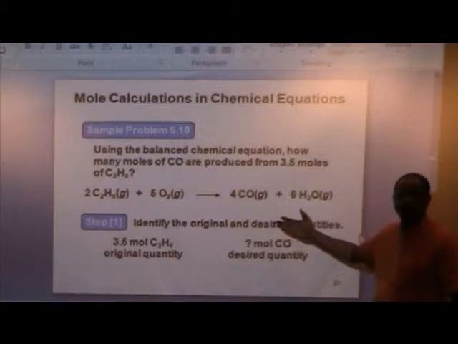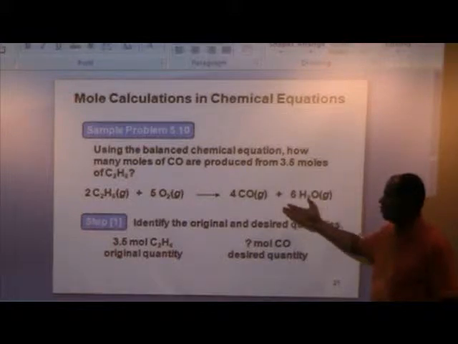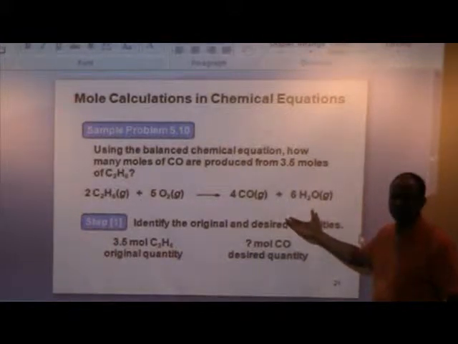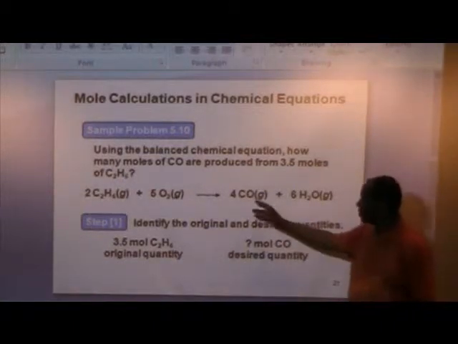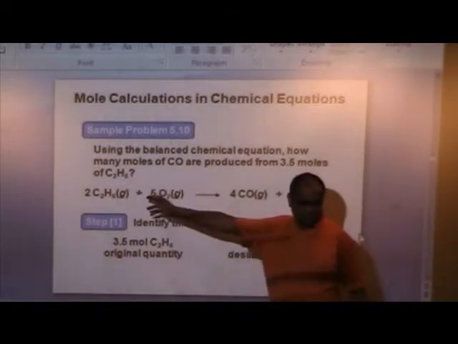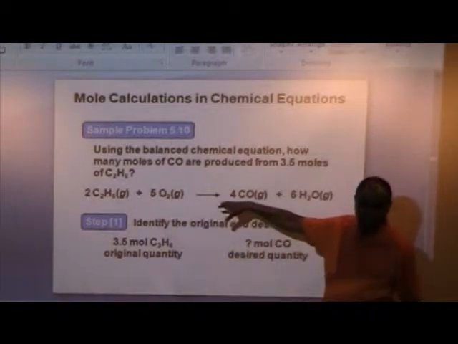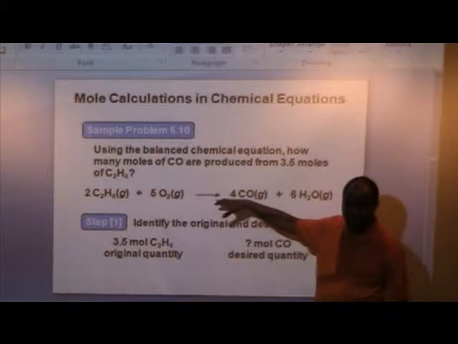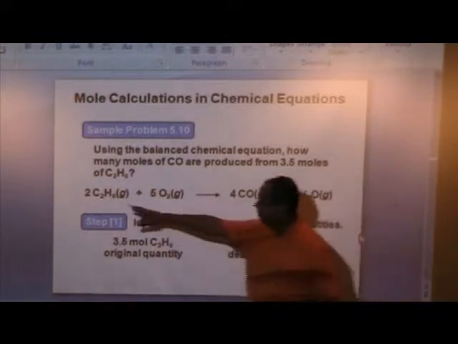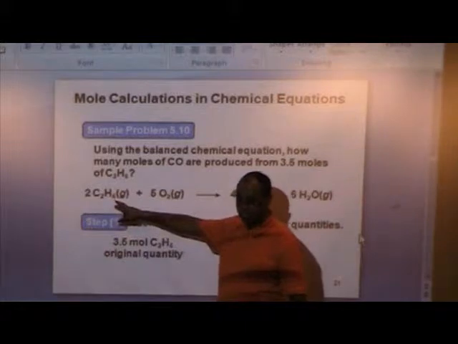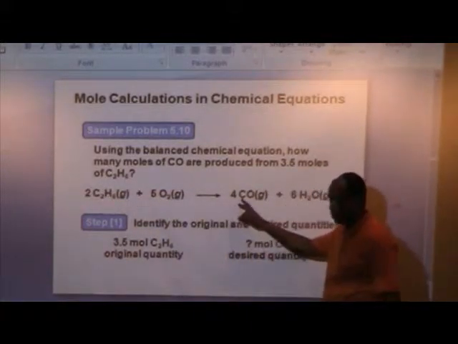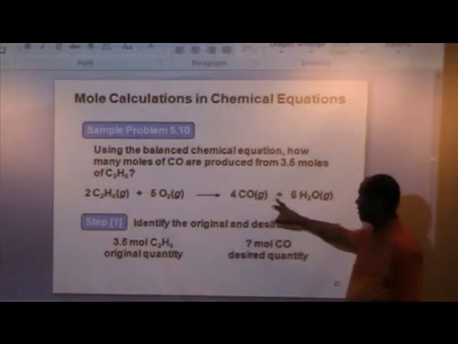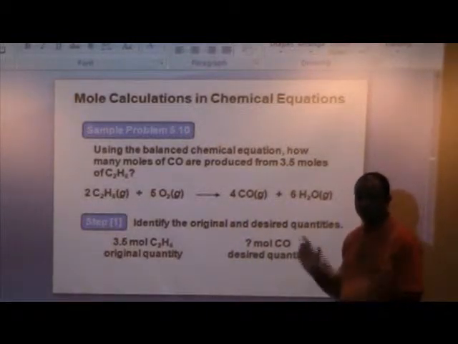The purpose of balancing an equation is not just to respect the law of conservation of mass. It is also an indication of how much of the products we get from the reactants. I can interpret this: every 2 moles of ethane reacts with 5 moles of oxygen, producing 4 moles of carbon monoxide plus 6 moles of water. The ratio is like that.